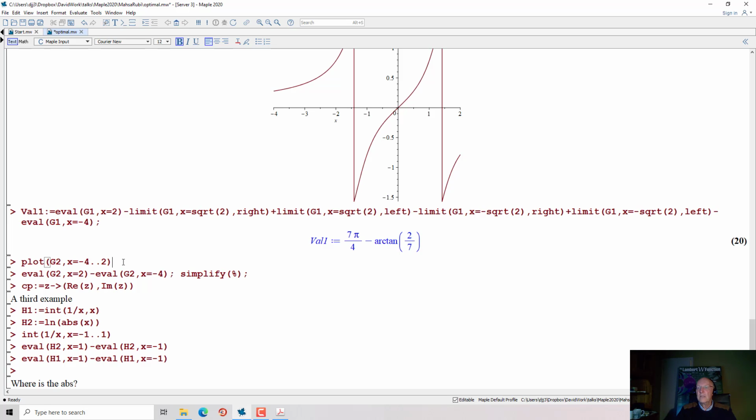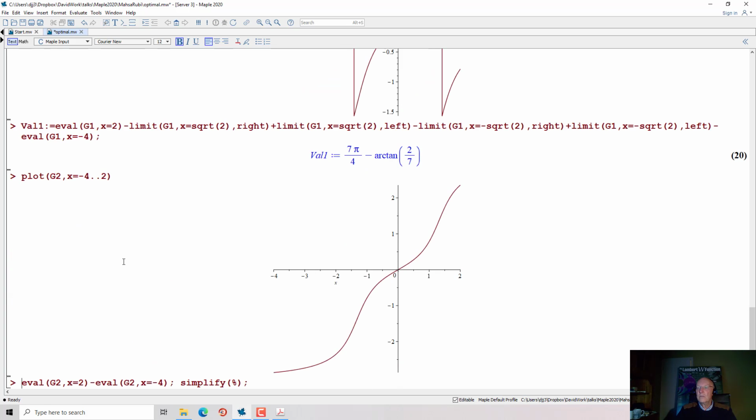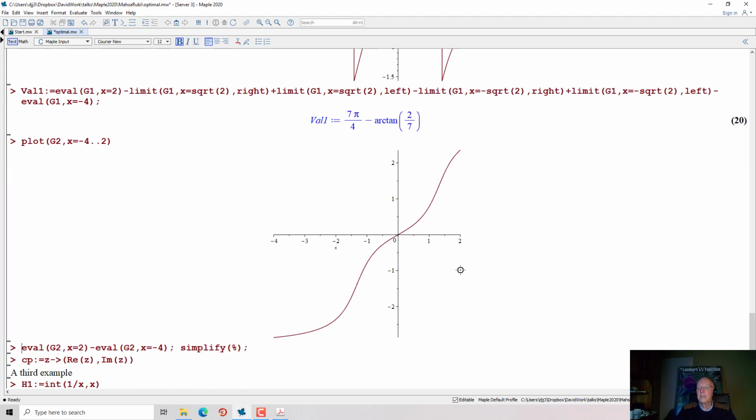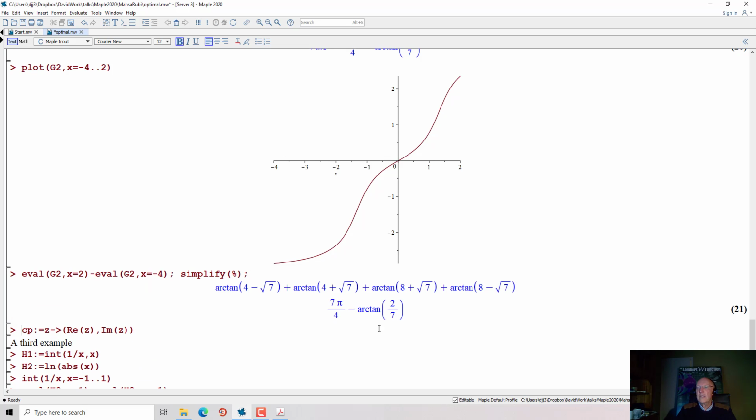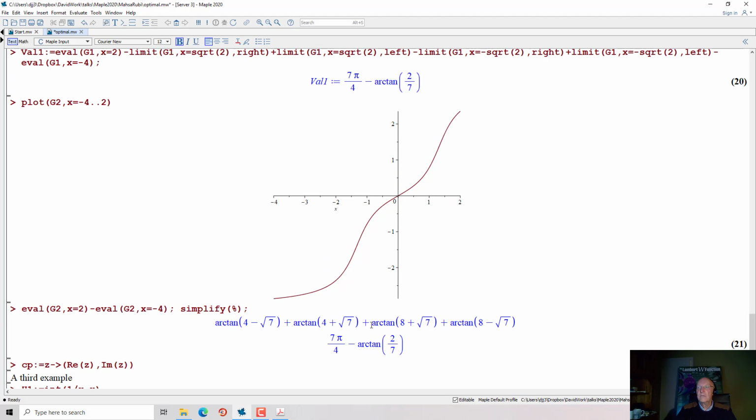Now I want to compare that with doing the same calculation with G2. I plot G2 and I see that it is a continuous function, and therefore I don't need to bother with all of this intermediate calculation. I can simply apply the fundamental theorem of calculus to the interval from -4 to 2. So I just evaluate G2 at x equals 2, evaluate G2 at x equals -4, and simplify. And there I get the same answer as from the more elaborate calculation from G1.